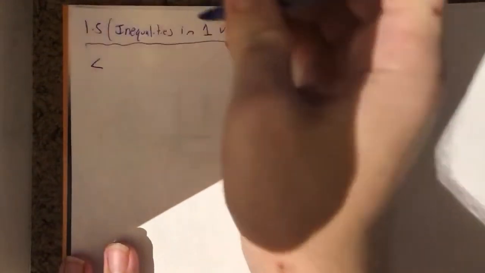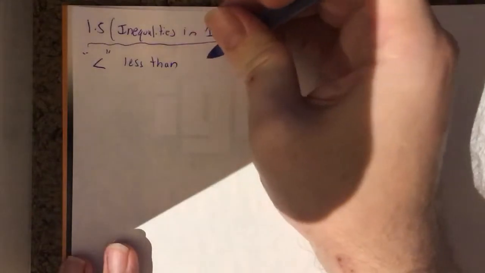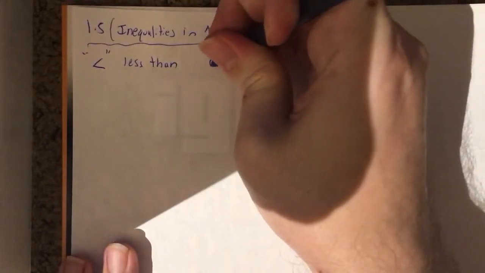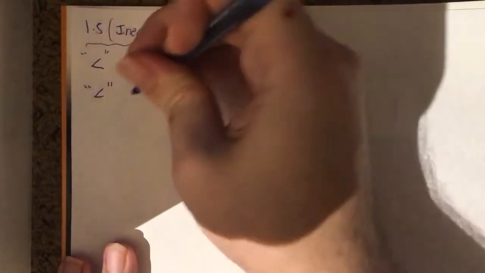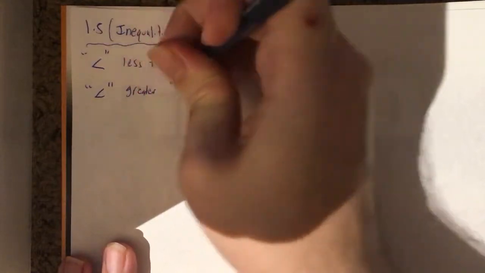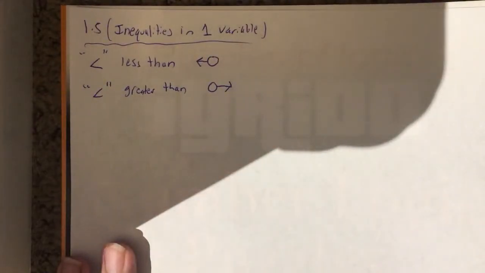So our first symbol kind of looks like a sideways L. This is our less than symbol. And when you graph it, it will be an open dot to the left on a number line. Open dot to the left. The next symbol is your greater than. This is an open dot going to the right. All numbers greater than that, but not included.